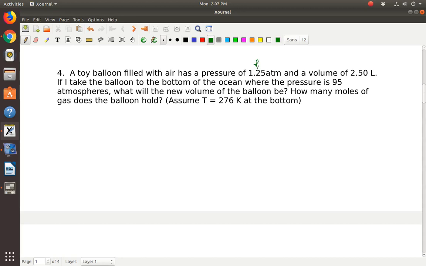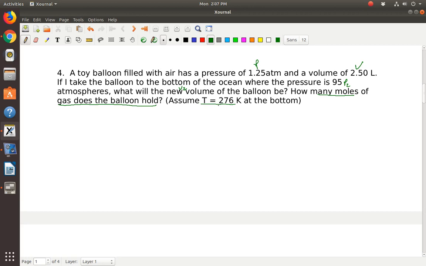So a toy balloon with air has a pressure of 1.25 atmospheres, so that's your pressure unit right here, and a volume of 2.5 liters. If I take the balloon to the bottom of the ocean where the pressure is 95 atmospheres, that's a pressure 2. What will the new volume, that's a V2, of the balloon be, and how many moles of gas does the balloon hold? Now we're going to assume that the temperature at the bottom of the ocean is 276.